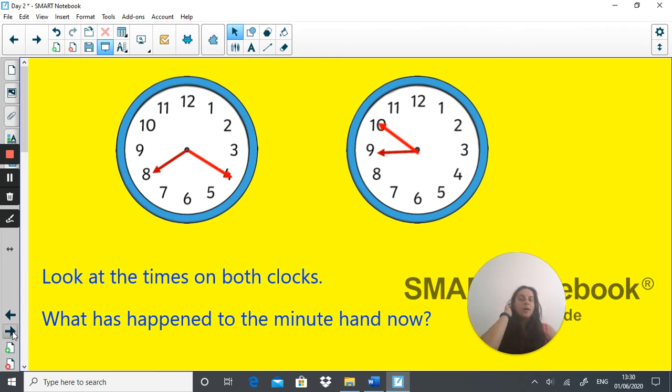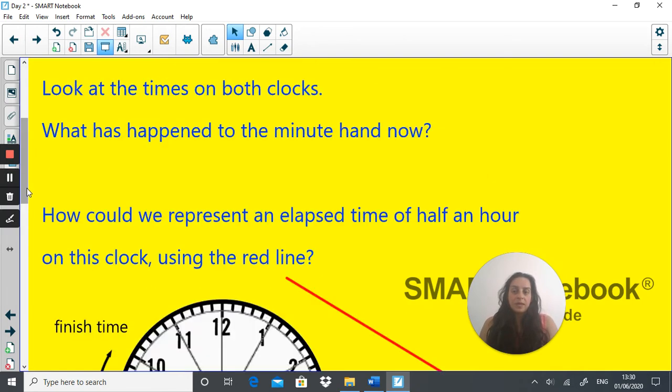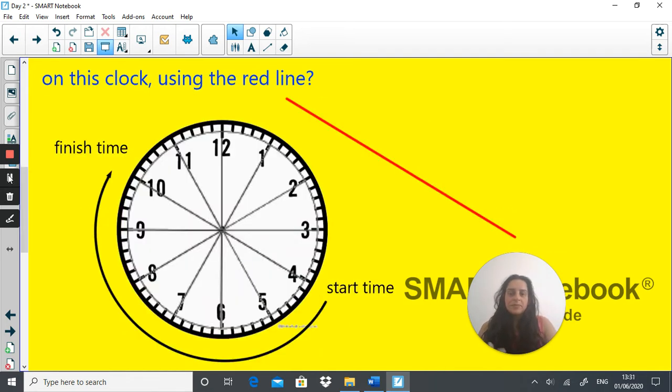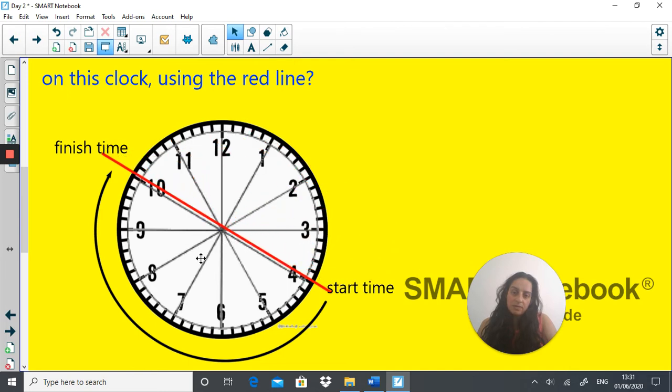So here is our next example. What has happened to the minute hand now? And of course, draw your red line to represent the half an hour of elapsed time. Right, so here we go. As you can see, the start time was at 20 minutes past, and half an hour elapsed. So my red line, and hopefully your red line, would look something like this.